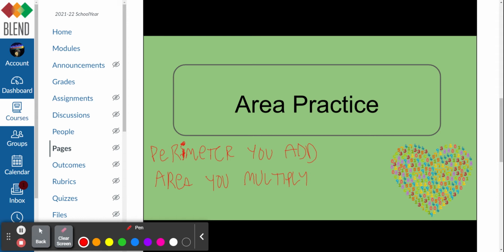So we're going to do some more area today, so we're going to be doing some more multiplication today. Things like length times width: area equals length times width. If we're looking at rectangles, that is the formula for finding the area of a rectangle. And if we're looking for the area of a square, side times side.